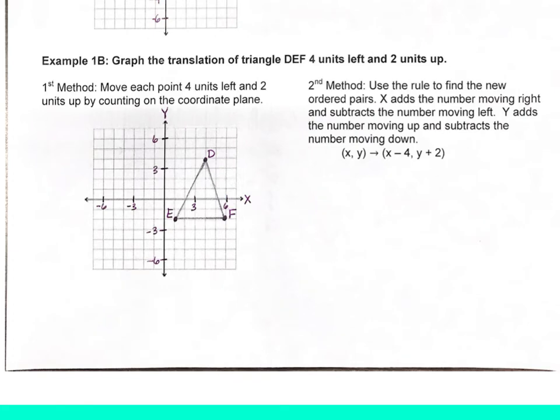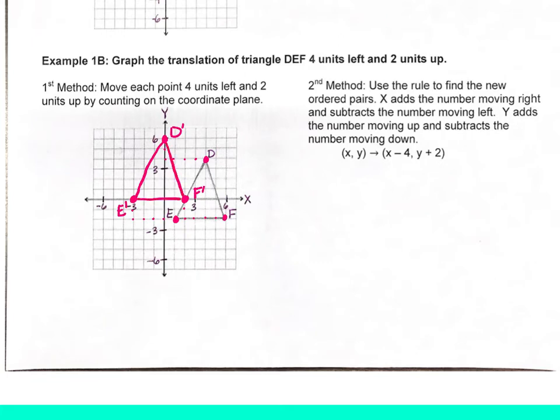Example 1b, we're going to graph the translation of triangle DEF, 4 units left and 2 units up. The first method, once again, we're going to just count on the coordinate plane. I'm going to take point D, and I'm going to go 4 units left, 1, 2, 3, 4, and 2 units up, 1, 2, plot my point. For F, I'm going to go 4 units left, 1, 2, 3, 4, 2 units up, 1, 2, plot a point. And so I connect the dots.